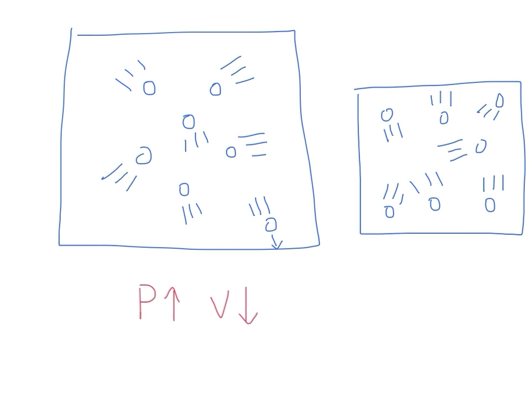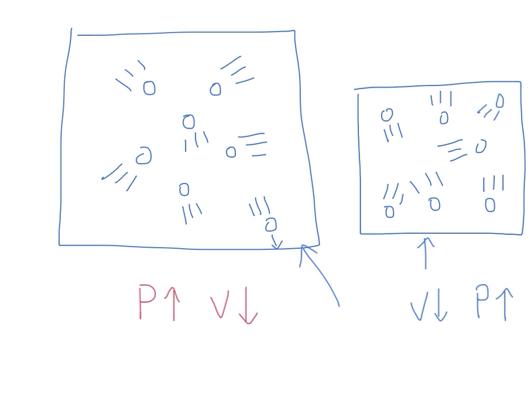So, if my molecules are moving the same speed because the temperature remains constant and my volume decreases, I can see that the molecules inside this container are going to hit the sides of the container far more frequently than this one. So, here, because my volume decreased, my pressure is going to increase.